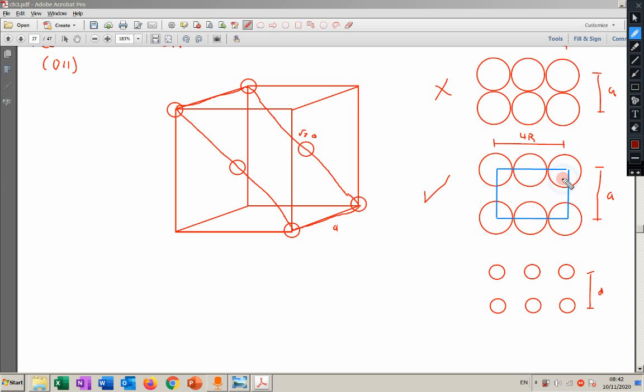Then for the number of atoms, at the corners we have 1/4, so we have 4 quarters. But those are half, so 2 halves and 4 quarters, which is going to be 2 atoms.